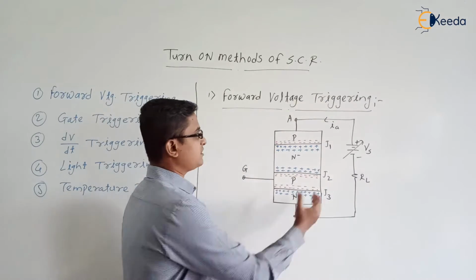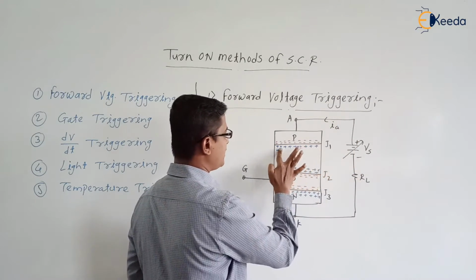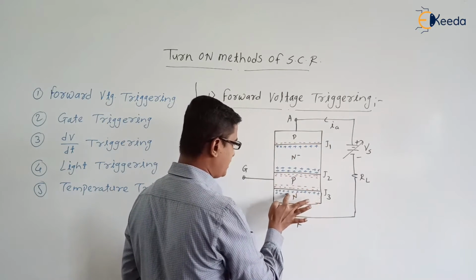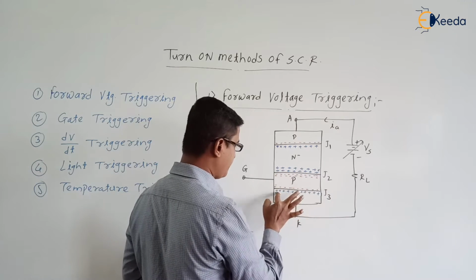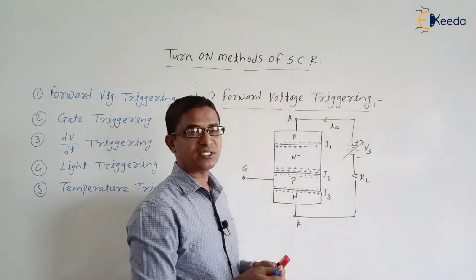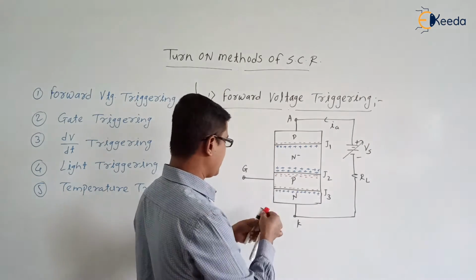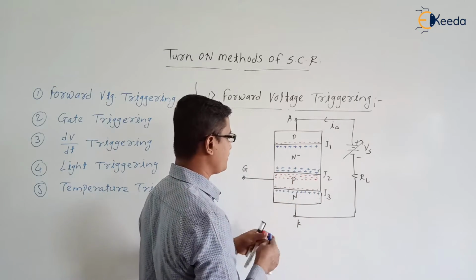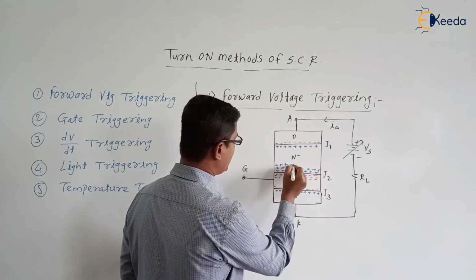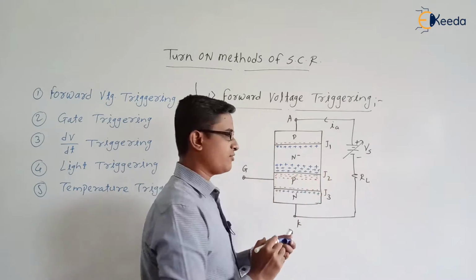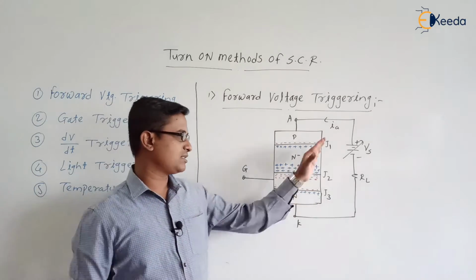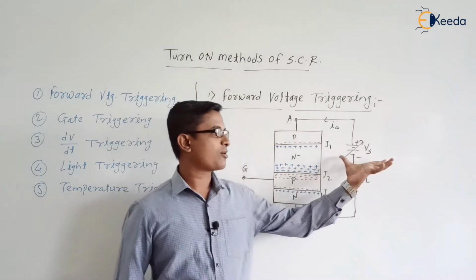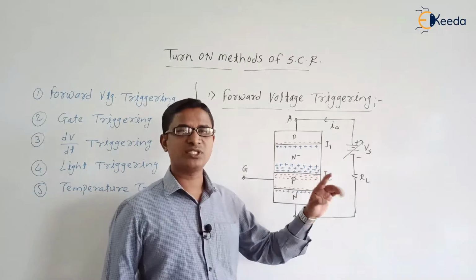As the forward voltage goes on increasing, the width of the depletion layer across junctions J1 and J3 goes on decreasing. But what about the width of the depletion layer across junction J2? It is still increasing, because junction J2 is in the reverse bias mode. The remaining 2 junctions, J1 and J3, are in the forward bias mode. We have already discussed this point: when the SCR is in the forward bias mode, J1 and J3 are forward biased and J2 is reverse biased.